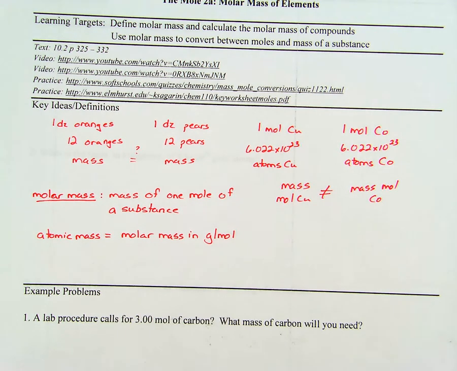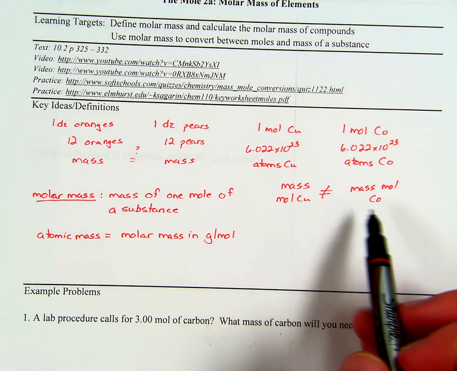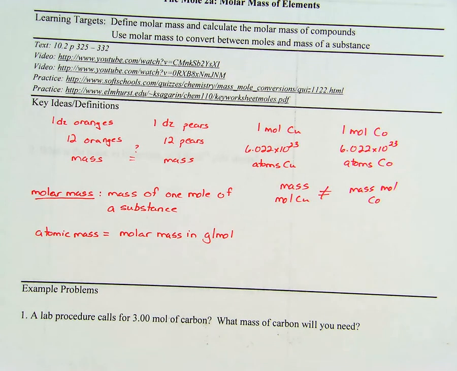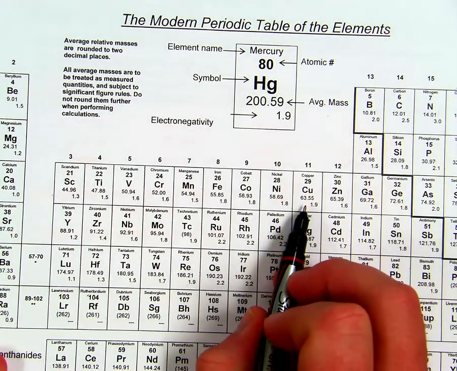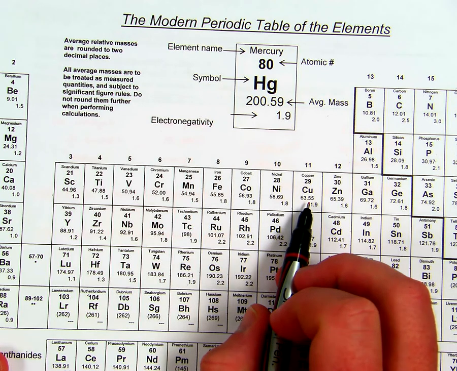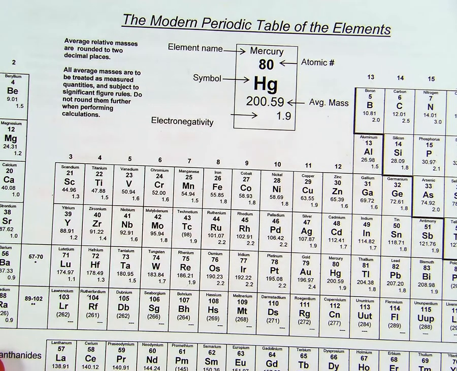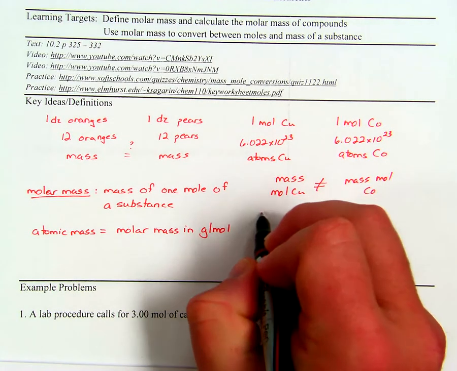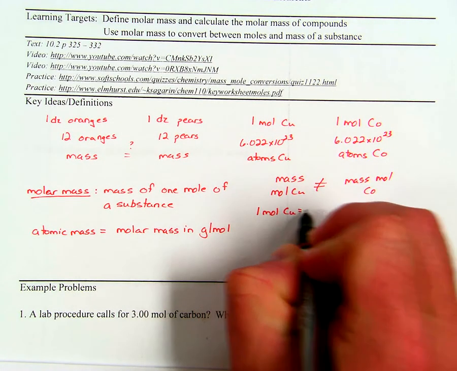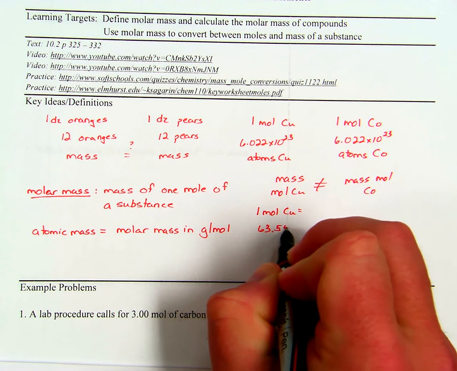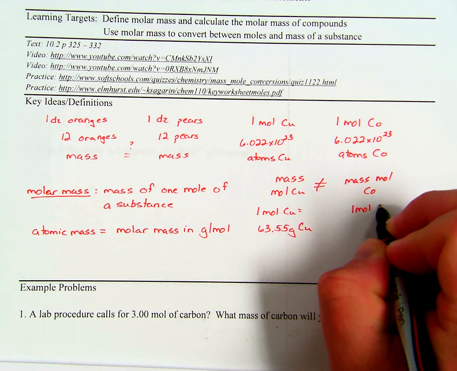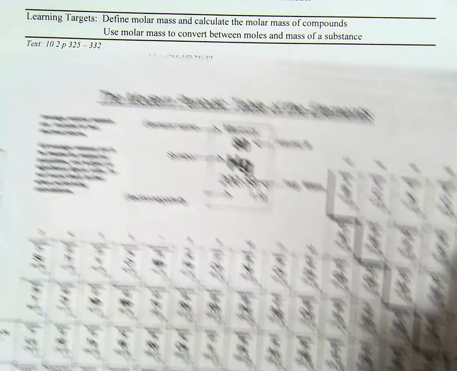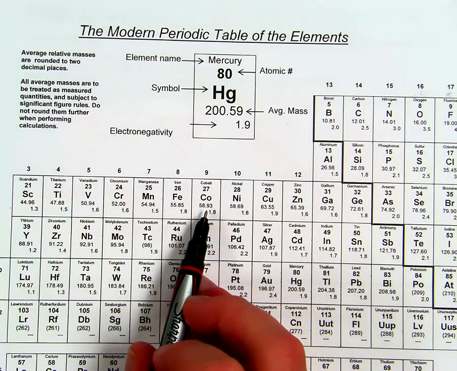So let me give you an example of what that would mean. We said earlier that the mass of 1 mole of copper does not equal the mass of 1 mole of cobalt. Well, that's because if you look at the periodic table, the atomic mass of copper is 63.55. What that means then is 1 mole of copper has a mass of 63.55 grams. I'll just jot that down here: 1 mole of copper equals 63.55 grams of copper. And likewise, if I go back to the periodic table, 1 mole of cobalt is 58.93 grams.